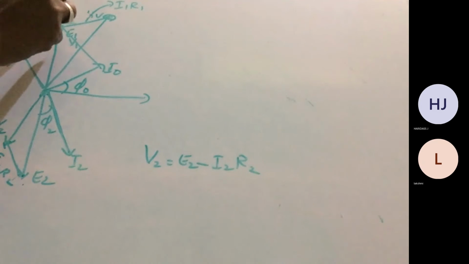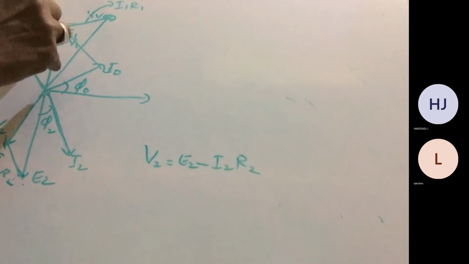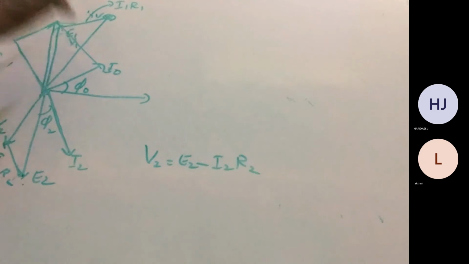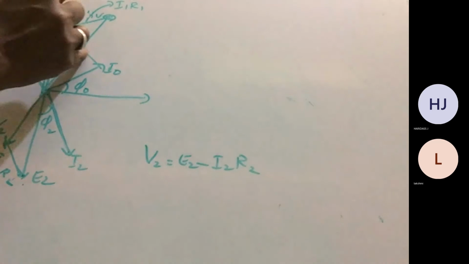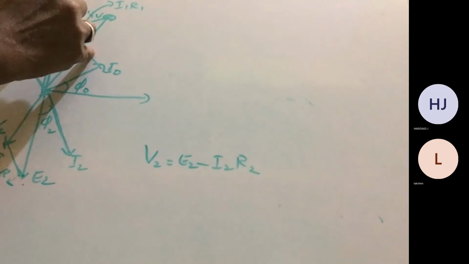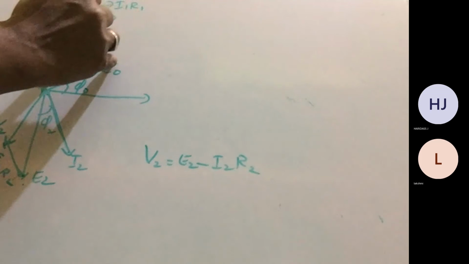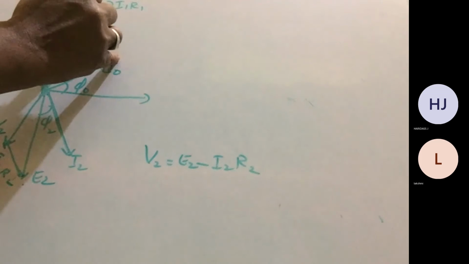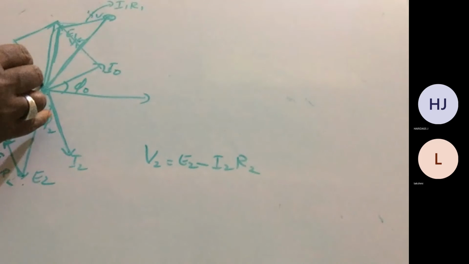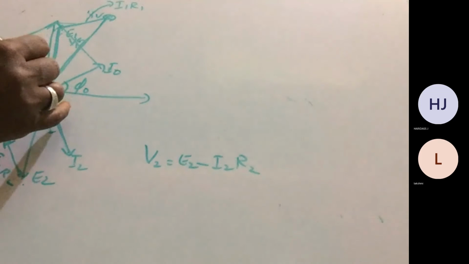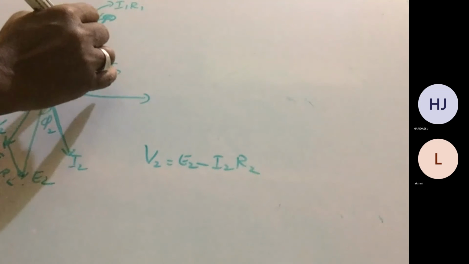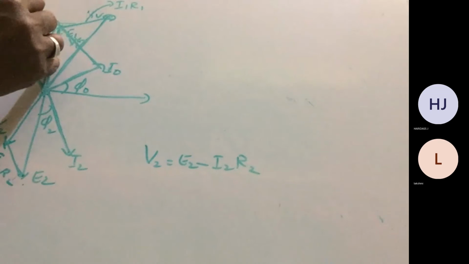It overlaps here for me, but adjacent to V1 we can get it. Okay? So E1 plus I1 R1 gives V1. So this is V1. I2 dash plus I0 gives I1. Okay?